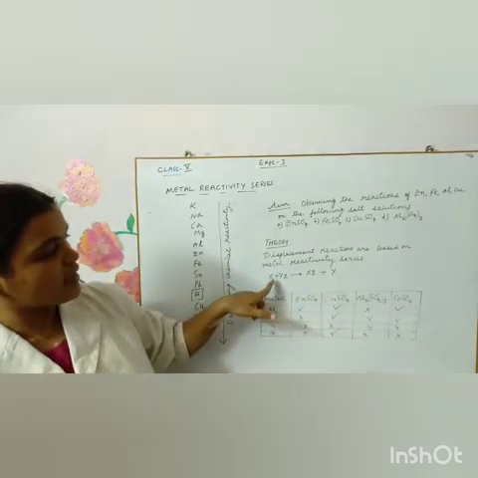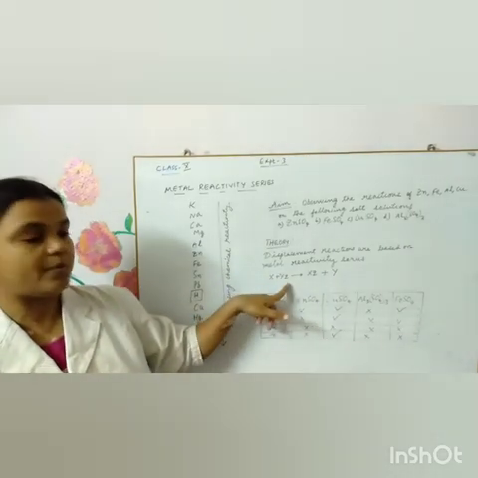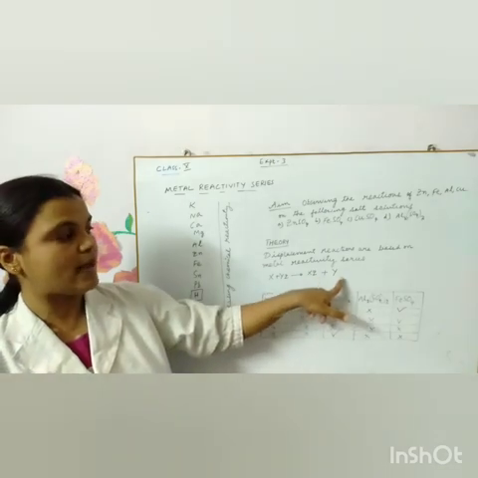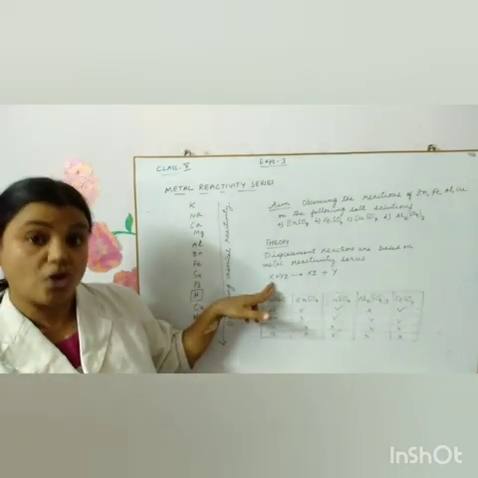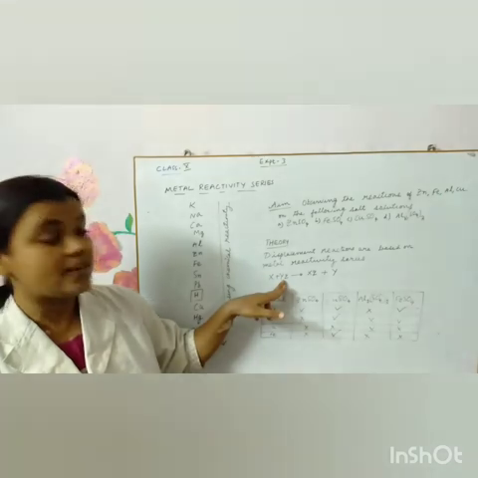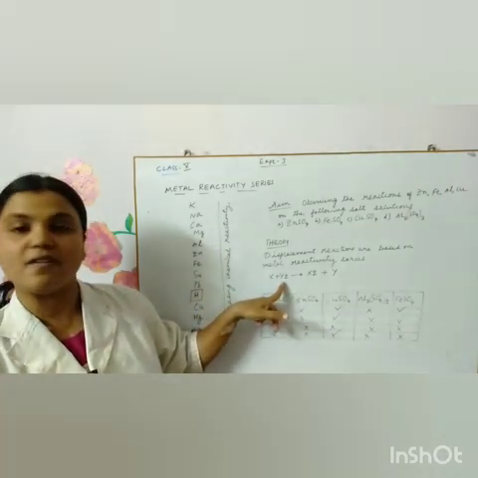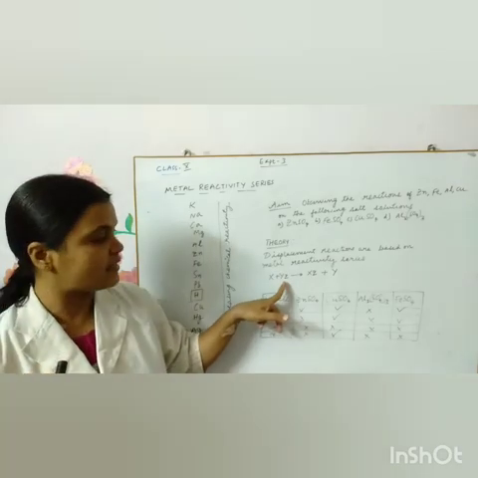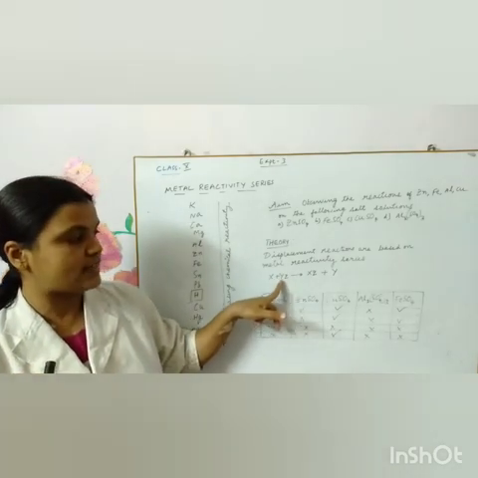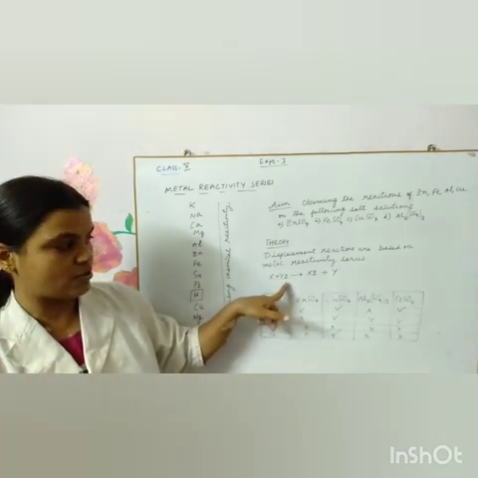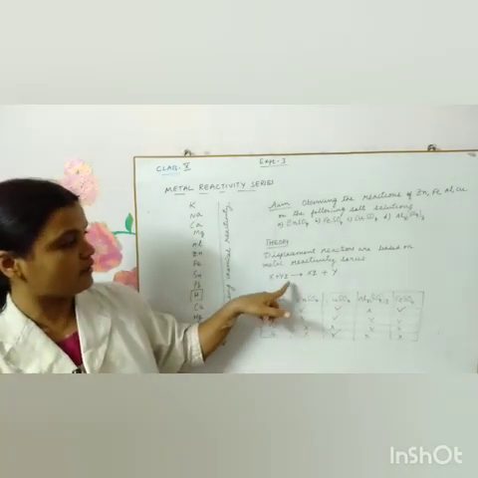So what happens here? It can be represented in this manner: X plus YZ gives rise to XZ plus Y. So X is the strong metal over here, a more reactive metal, and Y is a lesser reactive metal, which is in combination. YZ is a metal salt solution.